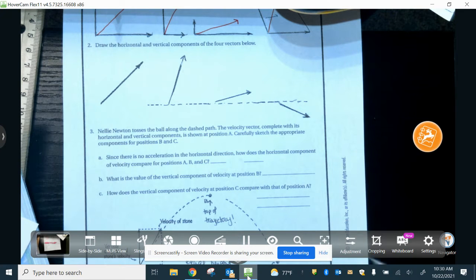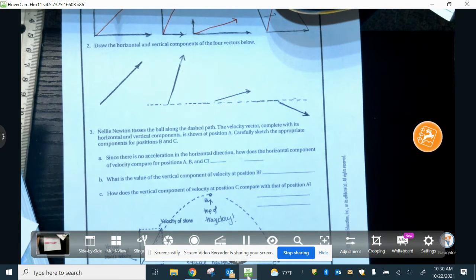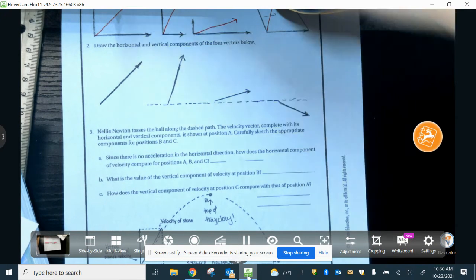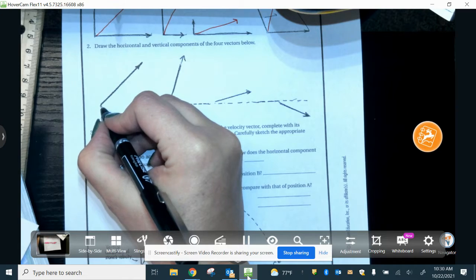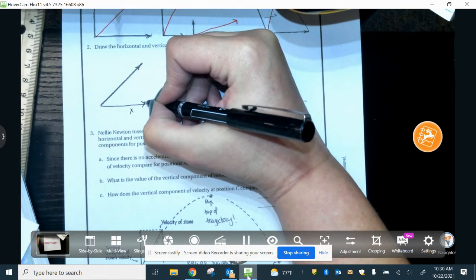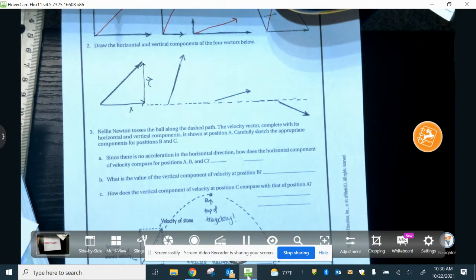When you have projectiles, you're going to just shoot a cannon into the air. Its path of motion is going to look like that. But we remember from last unit that projectiles have both an x and y component. So this particular vector has an x component going that way and a y component going that way.